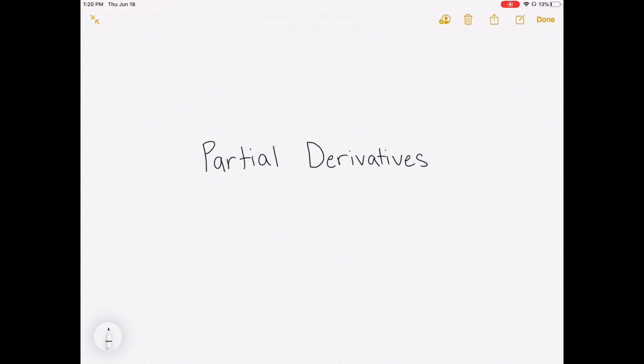So today I'm going to talk about partial derivatives. This is a topic that I see a lot of students struggle with, but using a handy trick, these problems become a lot easier to solve. So let's talk a little bit about what a partial derivative is before we learn how to solve one.